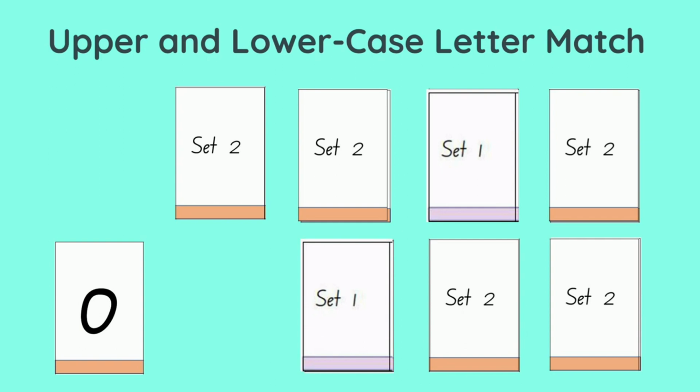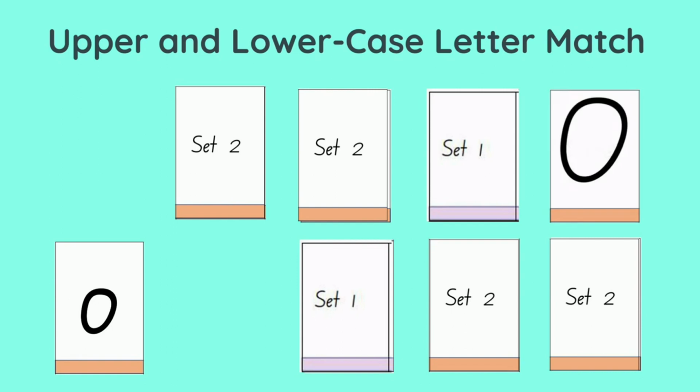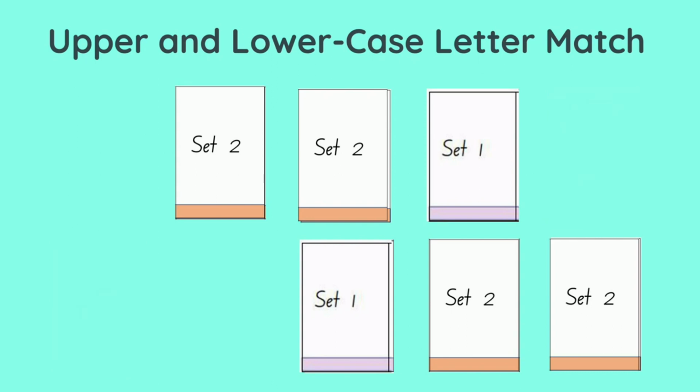Okay, I'll turn over this one, O and C. No, not a match again. Turn them back over. I'll try again. O and O. Yes, I found the match. These letters represent the sound O. I can keep them.